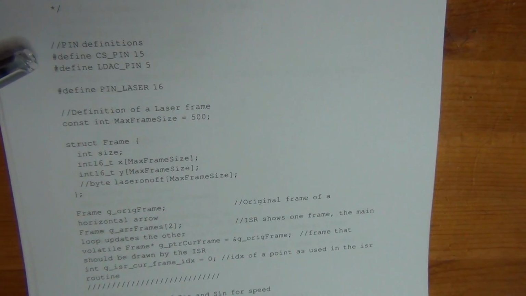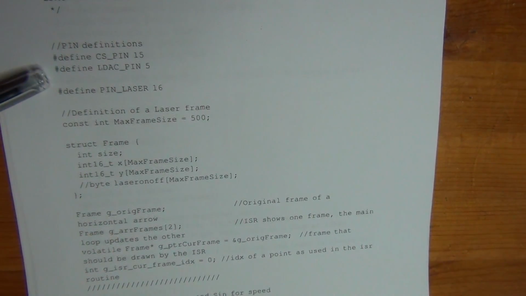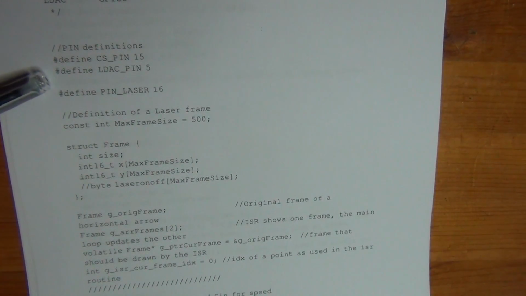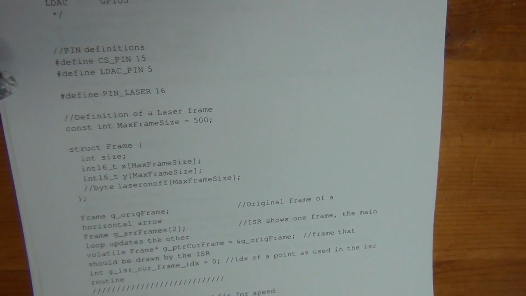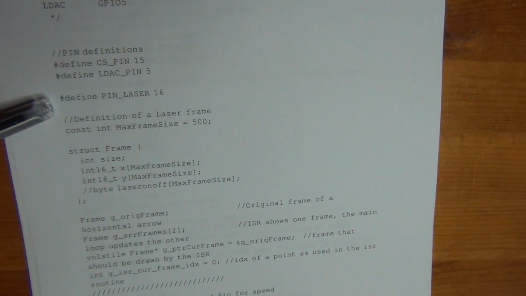The CS pin enables MCP4922, and LDAC pin synchronizes the outputs between outputs of channel A and channel B of MCP4922. Pin laser is controlling the laser, turning it on and off.